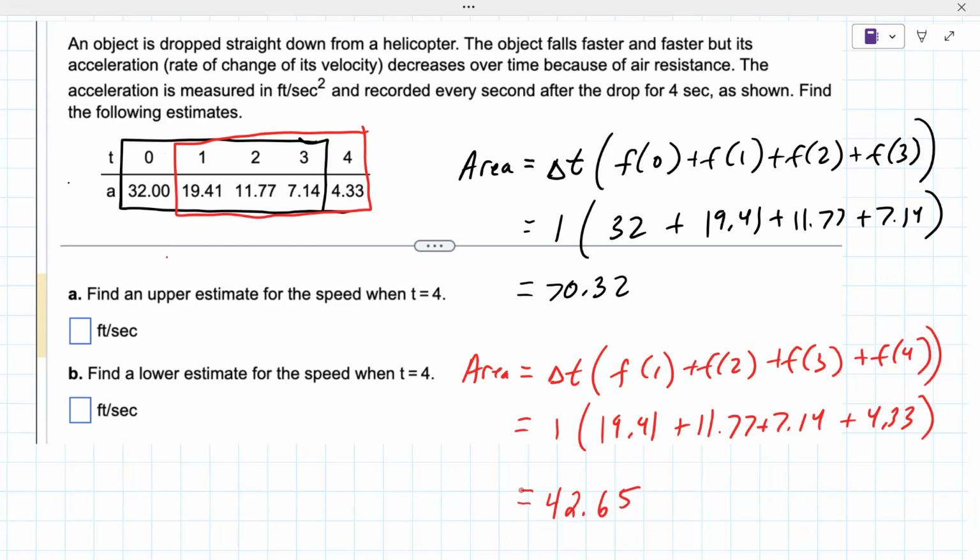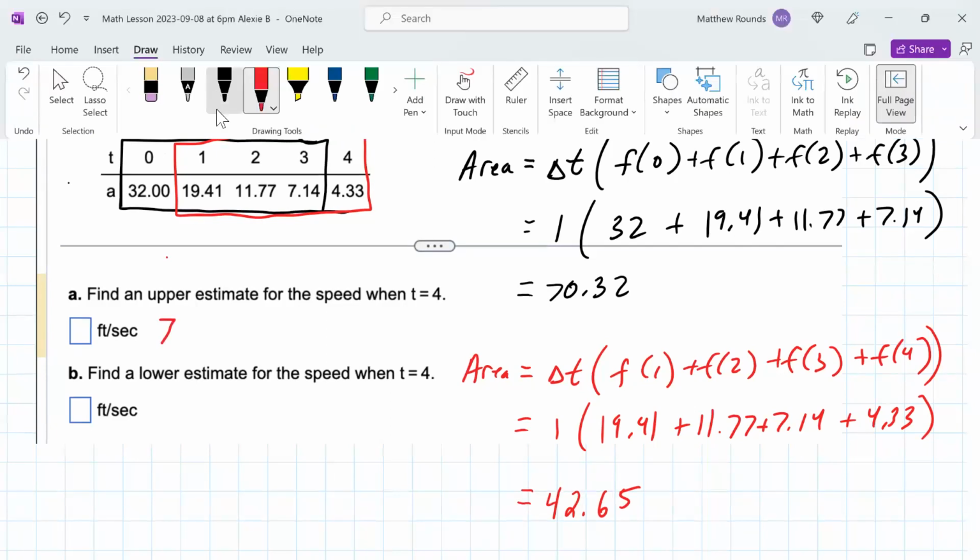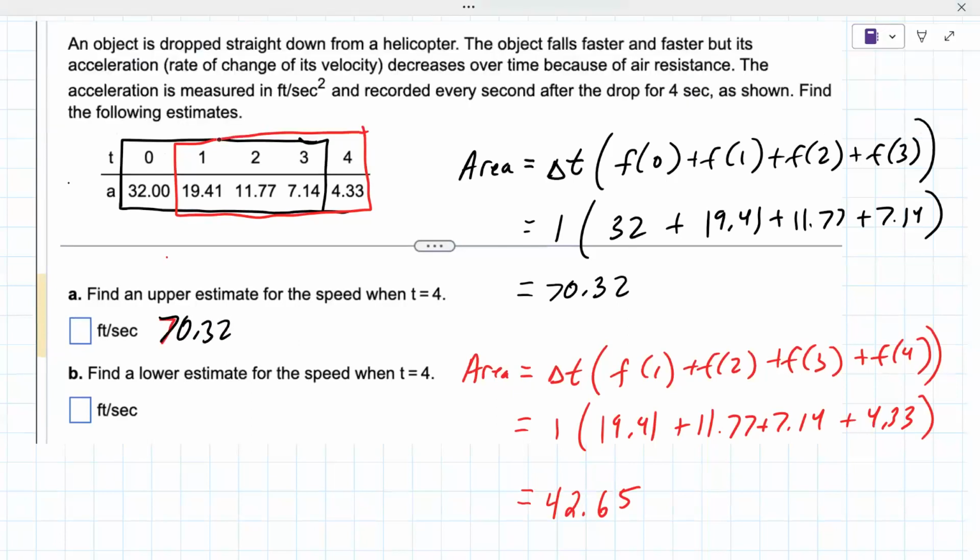So which is larger? That's kind of what you're looking at, which is smaller. Which one is smaller? Which one is larger? Yeah. B. So the upper estimate is 70.32. The lower estimate is 42.65.